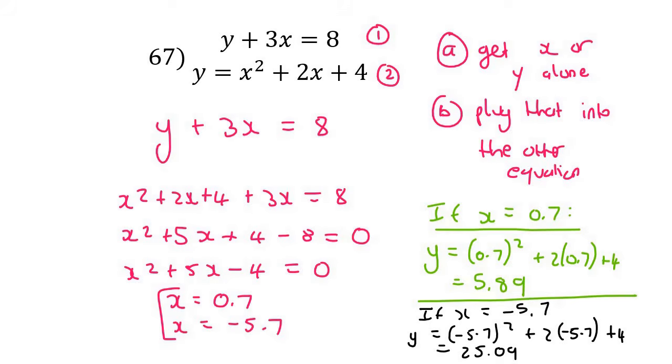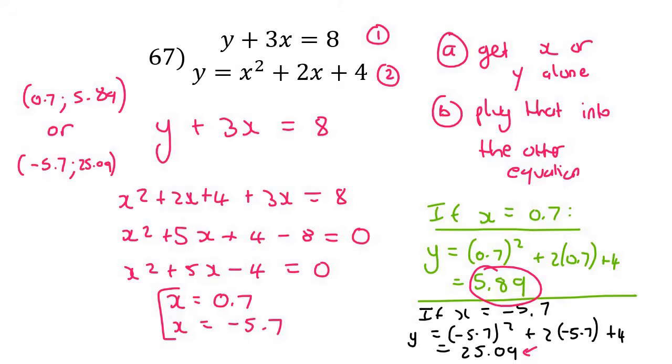So our final answers are going to look like this. When x is 0.7, then the y value for that one was 5.89. So we do like that. Or then your other answer, when x was minus 5.7, then your y value was 25.09. And so there are the answers for this question.